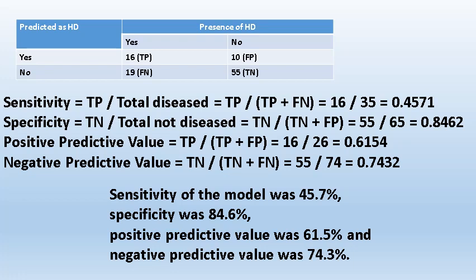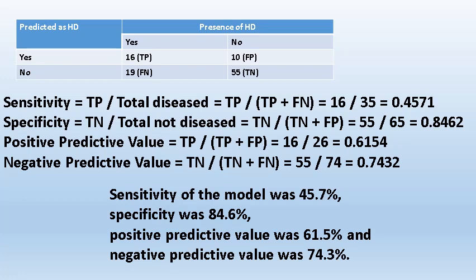Specificity means true negative divided by total not diseased. True negative in this case is 55. That means predicted not having heart disease and actually also not having heart disease. That is 55 divided by total not diseased. Total not diseased are 55 plus 10, that is 65. So 55 out of 65, that is 0.8462 is the specificity.